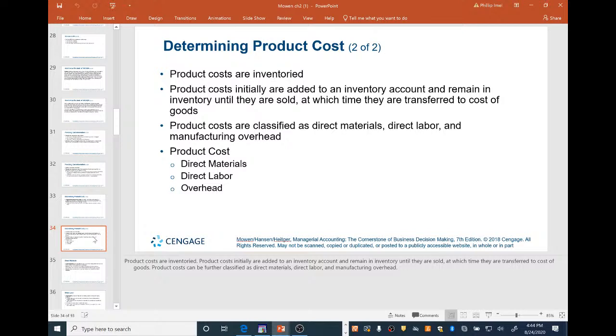Product costs initially are added to an inventory account and remain in inventory until it's sold, and at that point it's transferred from inventory to cost of goods sold. So at that point your inventory balance is going to be reduced, and cost of goods sold is going to increase by the same amount. That's your debit and credit right there on the entry. So production costs eventually turn into what? Inventory. Inventory at the point of sale turns into what?